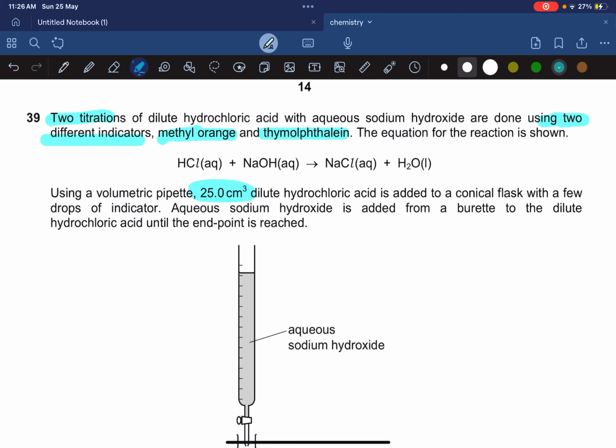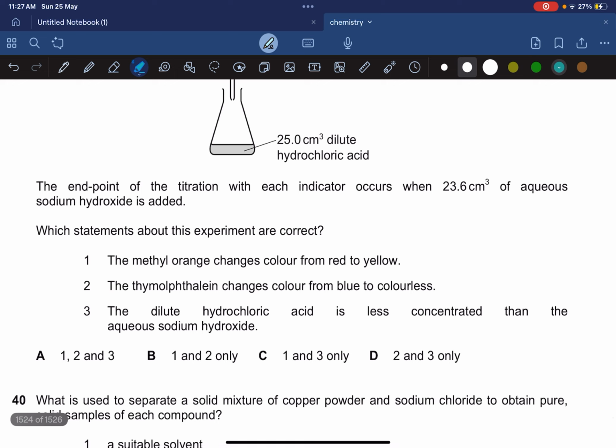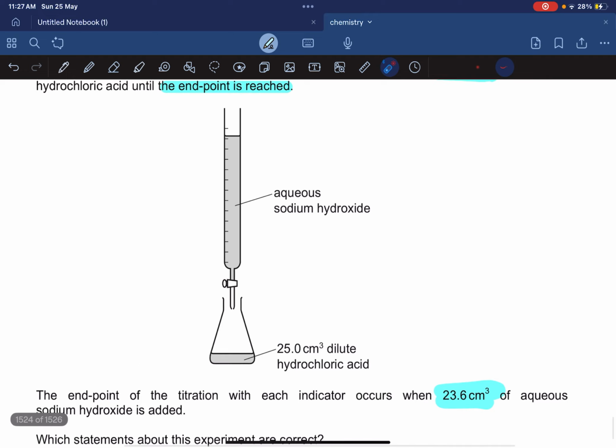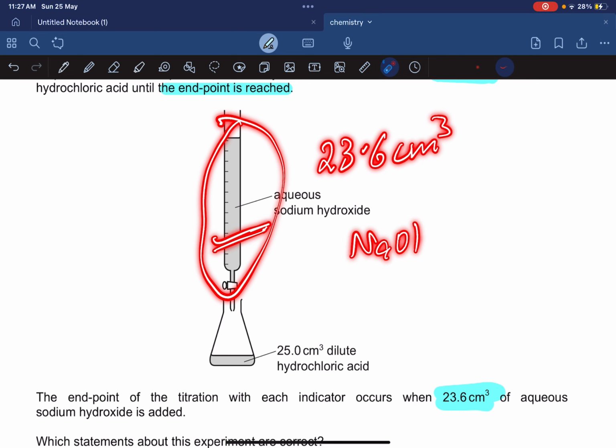Using a volumetric pipette, this is the volume of dilute hydrochloric acid that we add in the conical flask, with a few drops of the indicator. Aqueous sodium hydroxide is added from the burette into the dilute hydrochloric acid until the endpoint is reached. We don't know the volume right now, but let's see. The endpoint of the titration with each indicator occurs when this much aqueous sodium hydroxide is added. Now the endpoint is the same for both indicators. Which statement about this experiment is correct? What is this endpoint telling you? This 23.6 tells you how much volume you are taking from this burette, meaning 23.6 cm cubed of NaOH is being utilized.